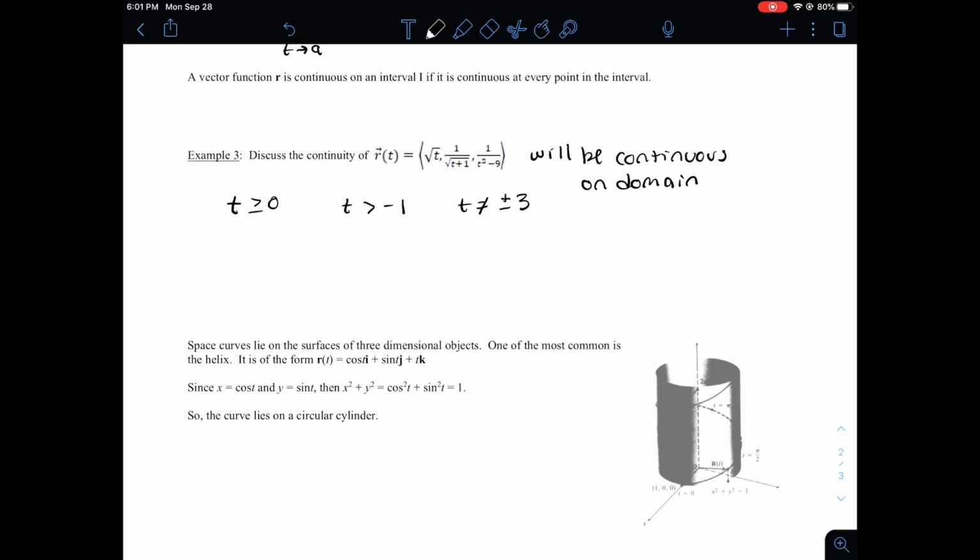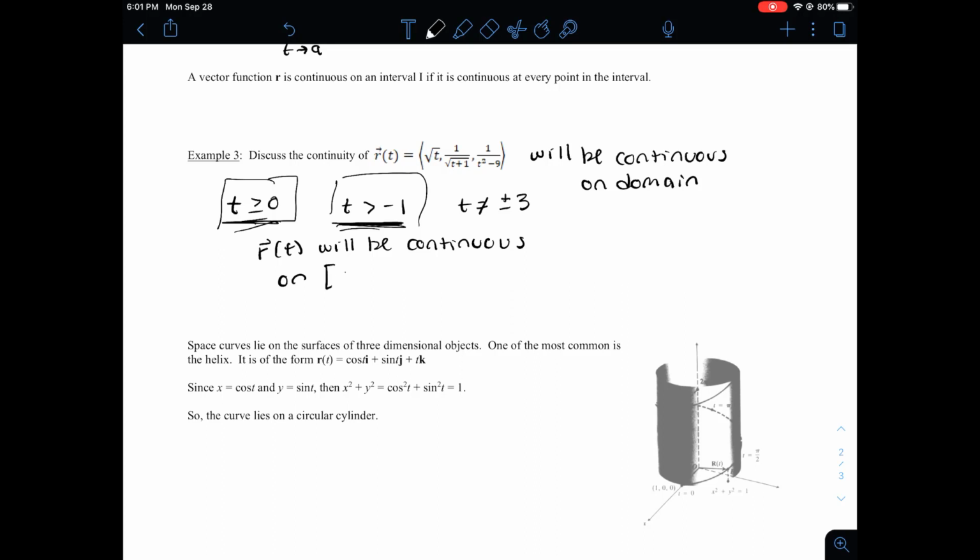Okay, so we need to combine. This is a good example of us combining these restrictions to make a domain. So r of t will be continuous on... well, it has to be greater than -1, but it also has to be greater than or equal to 0. If this is a restriction, it overpowers anything less than that. So really, this restriction is included in these restrictions.